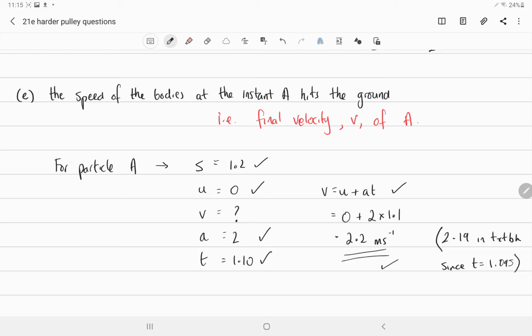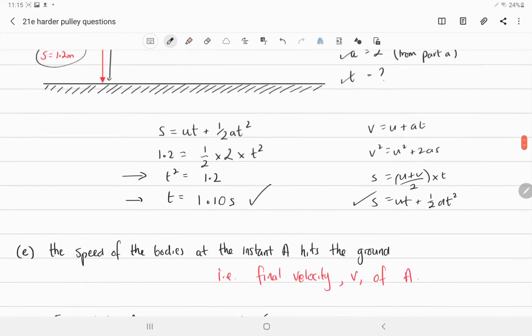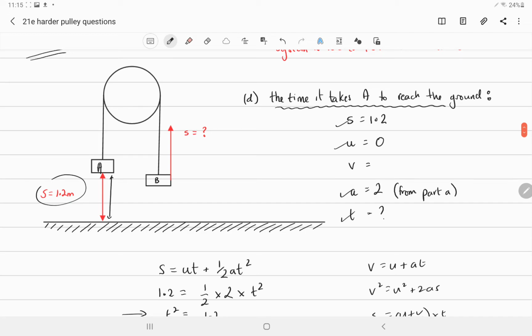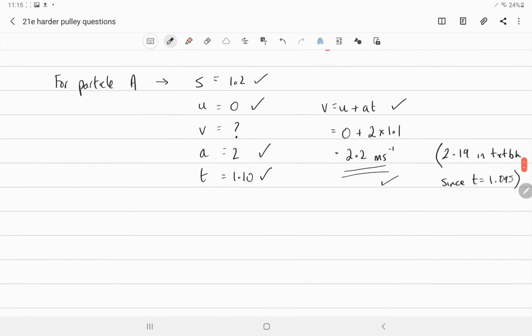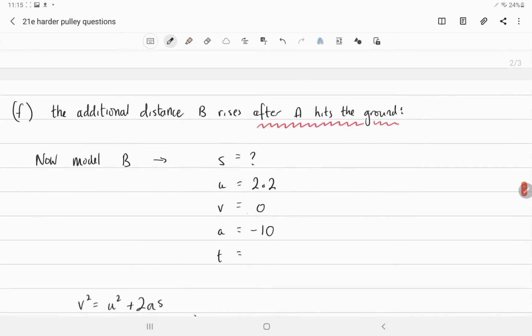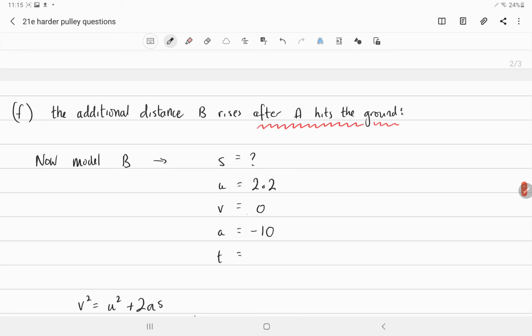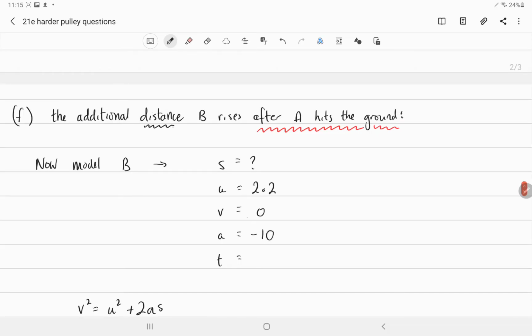Now once A hits the ground, A stops. So when A hits the ground, it stops, but B doesn't stop. B keeps going up. So B has an initial velocity, and it's like it's being thrown up into the air. So even though A hits the ground and A stops, B continues to rise. Which is why in question F, it asks us for the additional distance that B rises after A hits the ground.